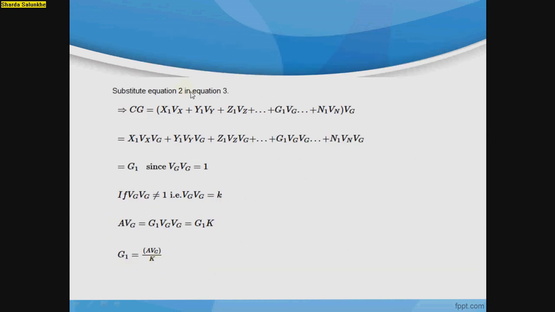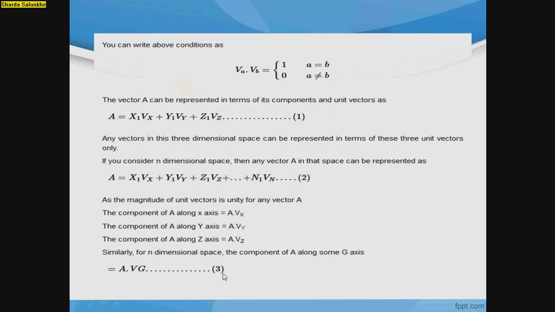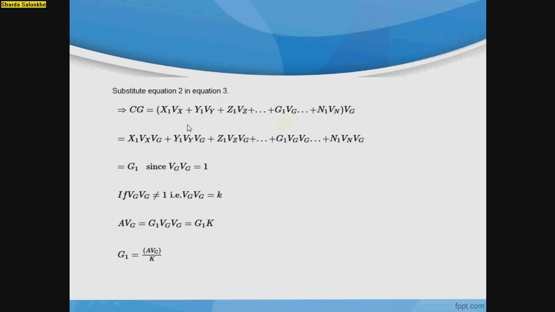So substituting equation 2 in equation 1, you will get Cg = (x1 Vx + y1 Vy + z1 Vz up to g1 Vg up to n1 Vn)·Vg. So solving the bracket, you will get x1 Vx·Vg + y1 Vy·Vg + z1 Vz·Vg up to g1 Vg·Vg + n1 Vn·Vg, which is equal to g1, since Vg·Vg is 1, right?